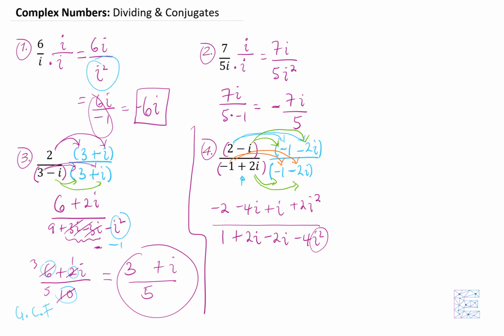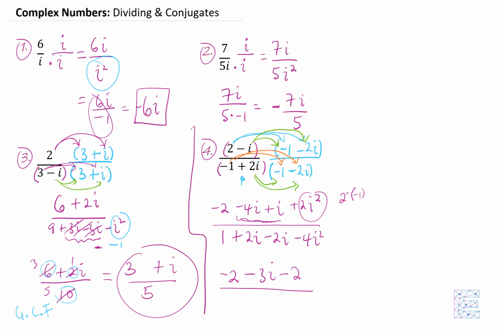Once again, notice this i squared. We'll have to get rid of it in a moment here. So we'll just keep working through this problem. We go back to the numerator and you find that these are like terms. So we can combine them. This becomes -2. -4i plus i is -3i. And then for this part, we have 2i squared. Remember, i squared is -1. So this right here is sort of saying 2 times -1. 2 times -1 is -2. So I'm going to write this as a -2.